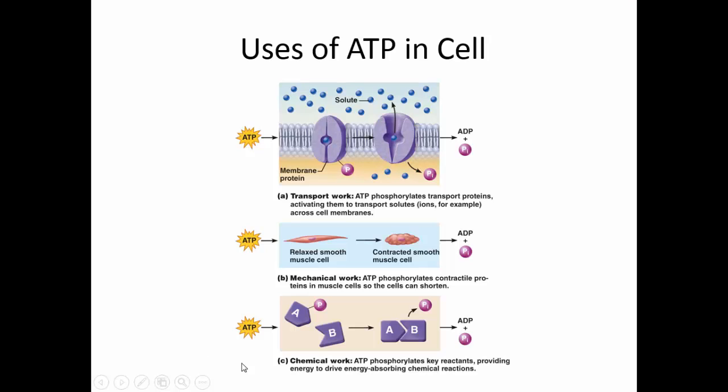The cell has many uses for ATP. We need it to transport materials across the cell membrane. We need it to do the mechanical work in cells, and it's involved in putting molecules together. We said those endergonic reactions required energy, and ATP is going to be our source of that energy.